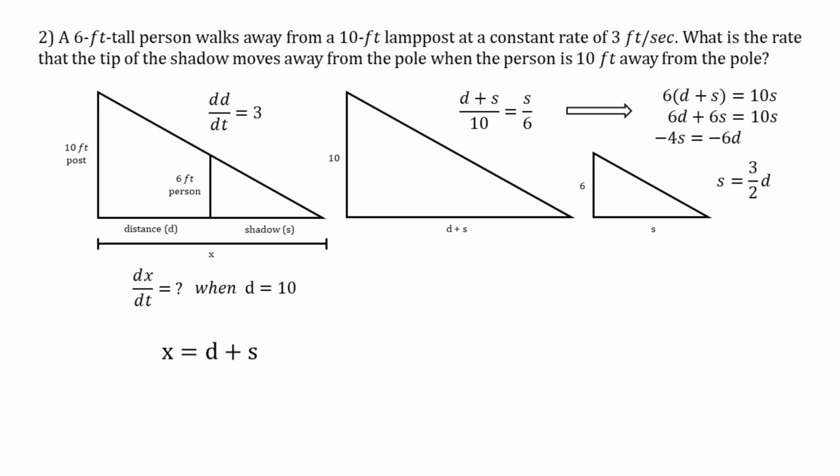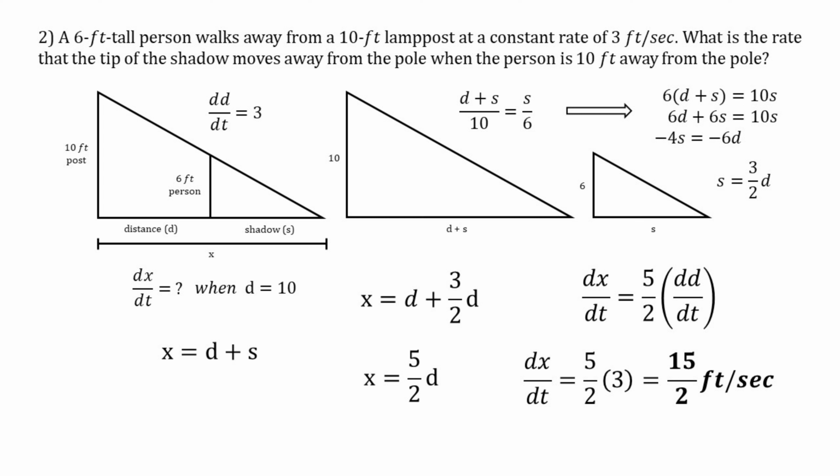Now we can write x in terms of d. x is equal to d plus 3/2 d, then x is equal to 5/2 d. Differentiating the equation, we get dx/dt equals 5/2 dd/dt. Simplify and we get 15.5 feet per second as the final answer.